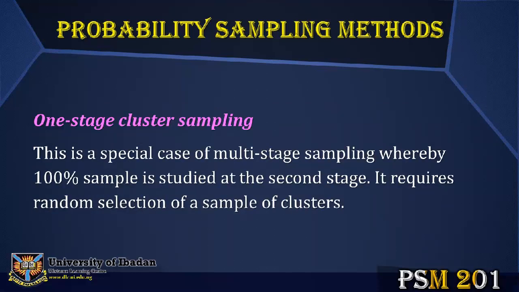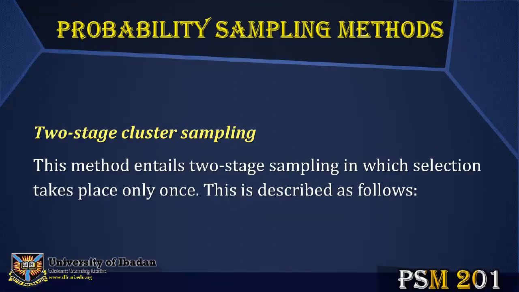One-stage cluster sampling. This is a special case of multi-stage sampling whereby 100% sample is studied at the second stage. It requires random selection of a sample of clusters. Thereafter, you include in your final sample all of the individual units that are in the randomly selected clusters. For example, if you randomly selected 15 classrooms, you will include all of the students in those 15 classrooms.